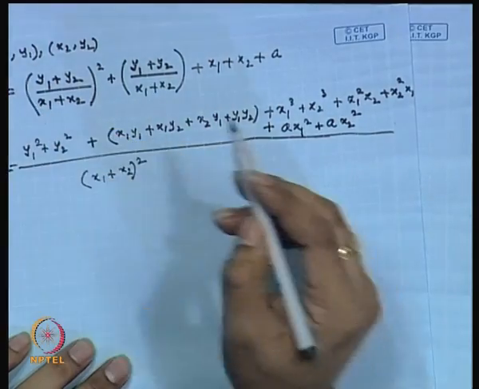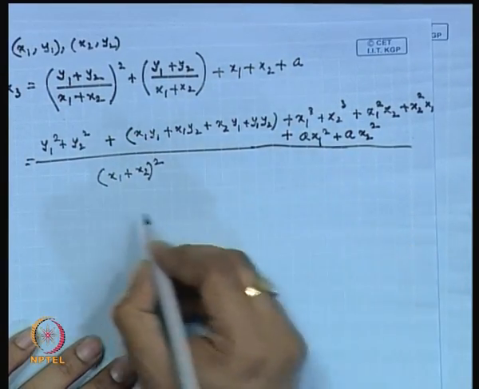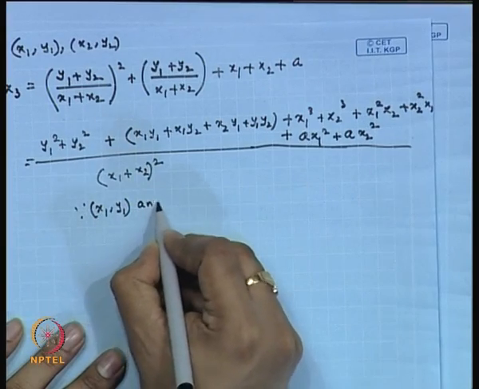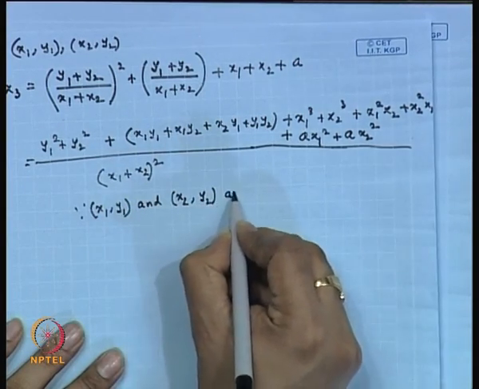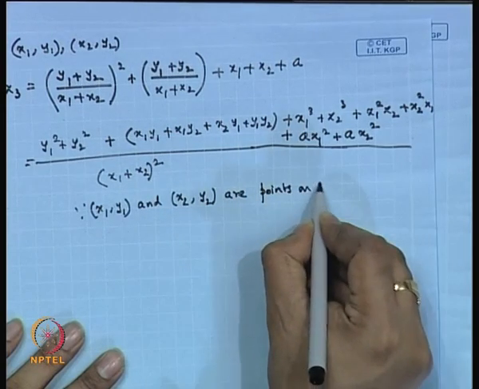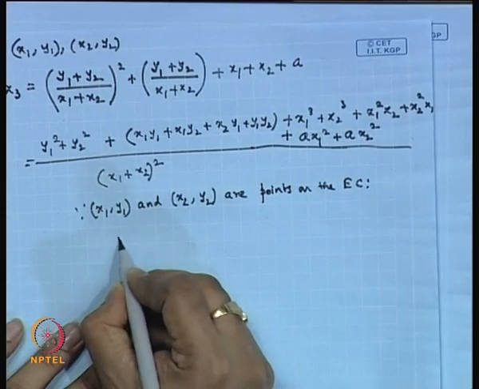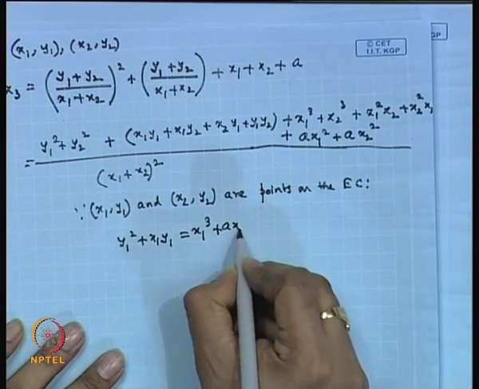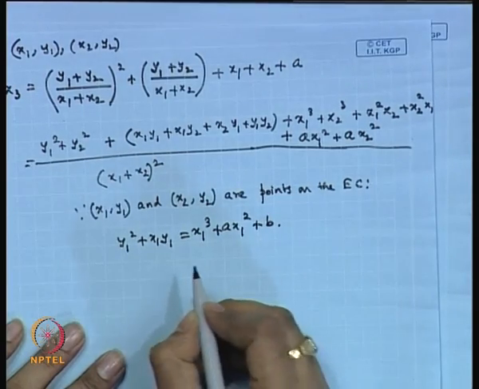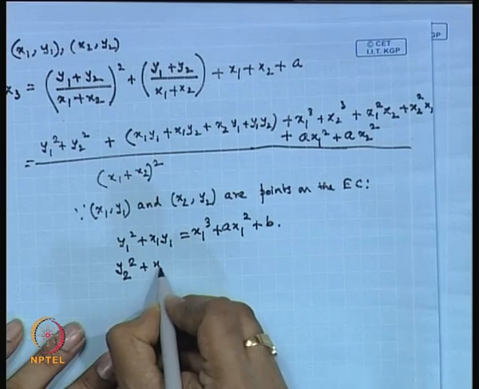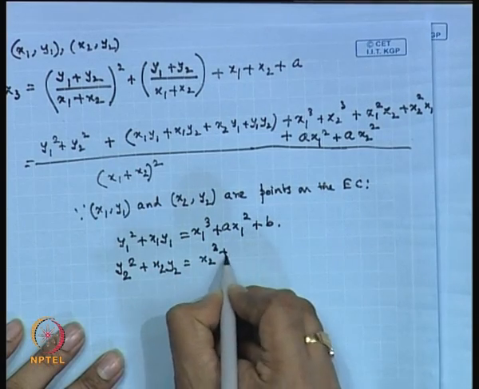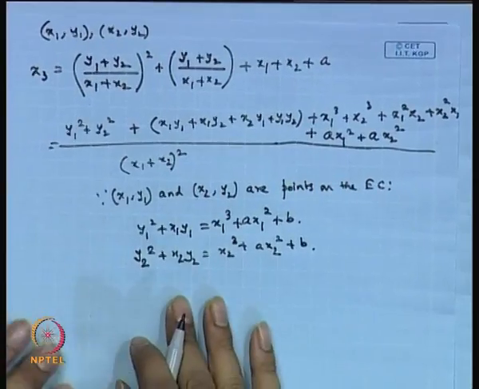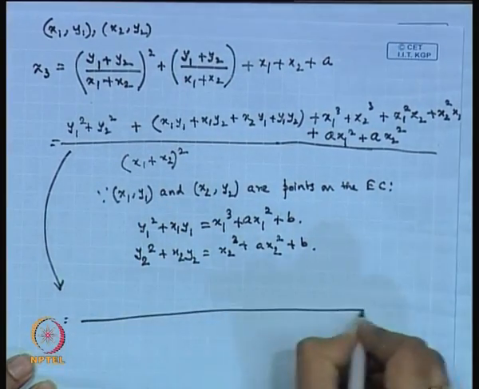And you note that x 1 y 1 is a point on the elliptic curve. Okay. So, you know that if this is your equation, then since x 1 comma y 1 and x 2 comma y 2 are points on the elliptic curve, y 1 square plus x 1 y 1 is equal to x 1 cube plus a x 1 square plus b. Similarly, your y 2 square plus x 2 y 2 is equal to x 2 cube plus a x 2 square plus b, right.